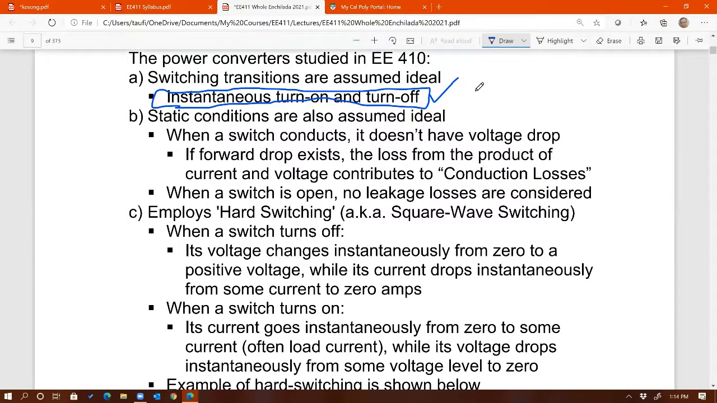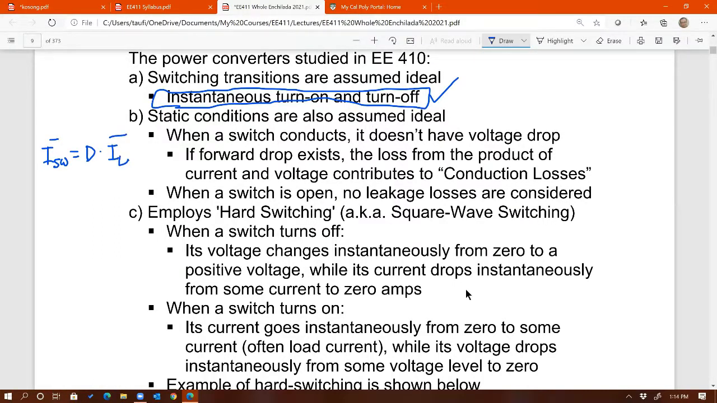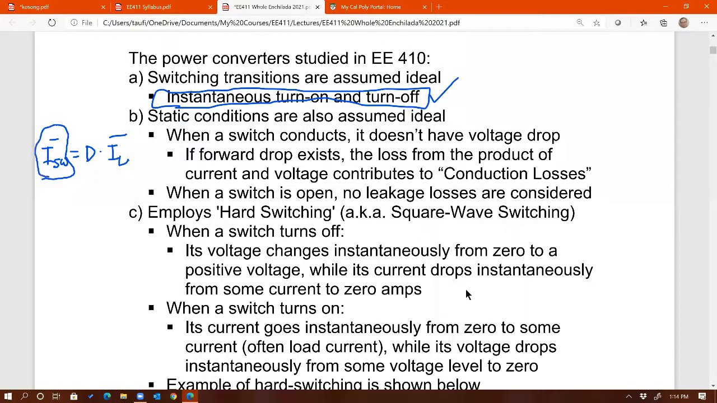Okay, another example is in EE410, we learned that the average current that goes through the switch is equal to duty cycle times IL, right? Remember this, right? So this is a very important equation because that's how you would size the switch, right? When you buy the MOSFET, you need to have this number, right? Let's say that number is, I don't know, 5 amps. So that's what you need to get, right? You need to get a MOSFET that can handle at least 5 amps, right?